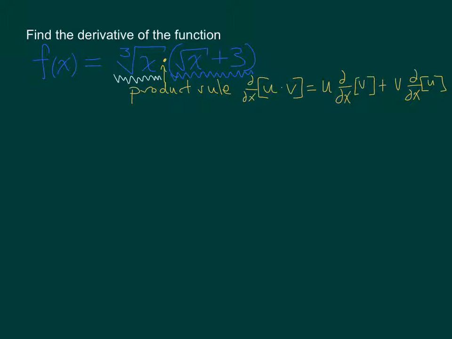Before I can take the derivative of this, I really need to switch these two variable expressions into something with a rational exponent. So the cube root of x is the same thing as writing x to the 1/3 power. The square root of x plus 3 is the same thing as writing x to the 1/2 power plus 3. So I will be using this version and this version of the functions so we can find the derivative using the power rule.